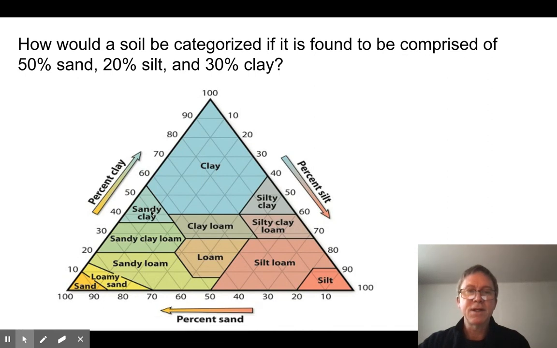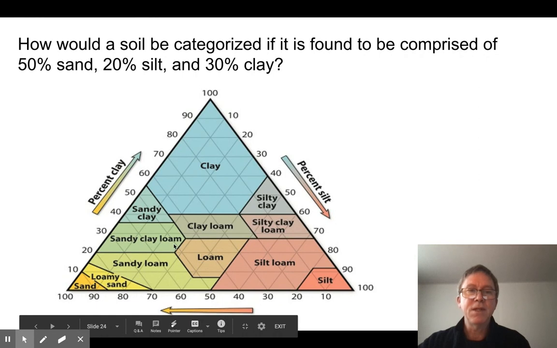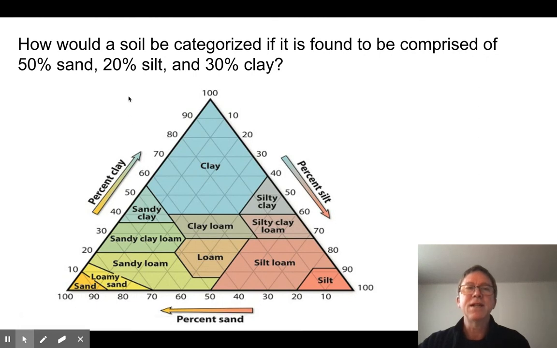So it's either going to be a sandy loam, a sandy clay loam, or a sandy clay. Then I'm going to go to 20% silt. So here's silt, here's 20. Now I'm going to draw a line parallel to the 0. And the two things intersected right here, 50%. They intersected right here. And if I go over, I see that's 30% clay.